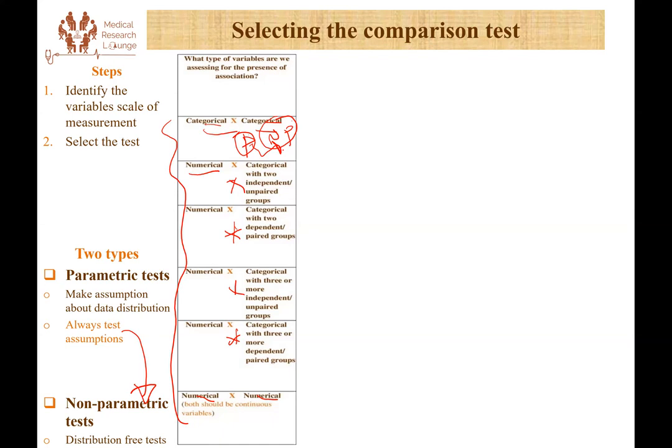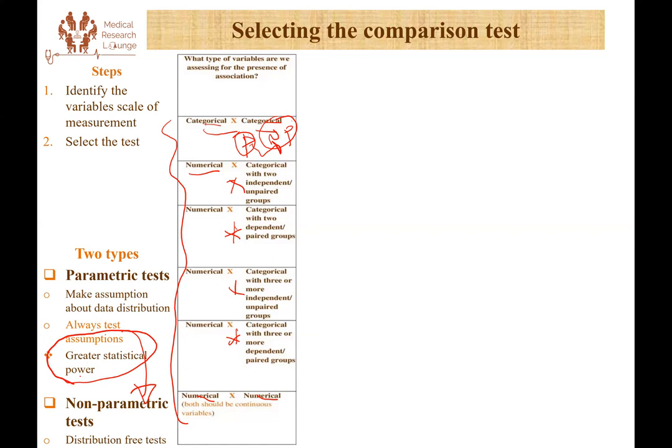Well, the answer is parametric tests have greater statistical power. So this simply means for the same data set, if there is an actual difference between the groups that we're studying, the probability of the parametric test to pick that difference is higher than the parallel non-parametric test.